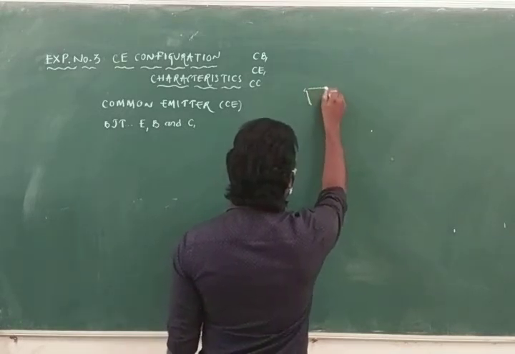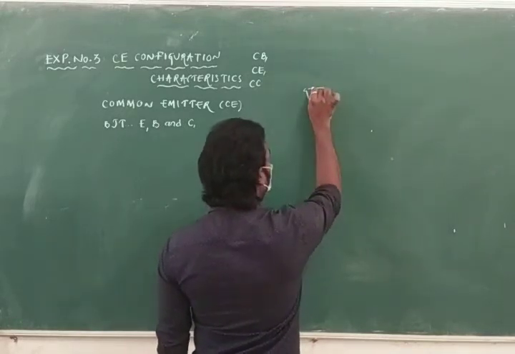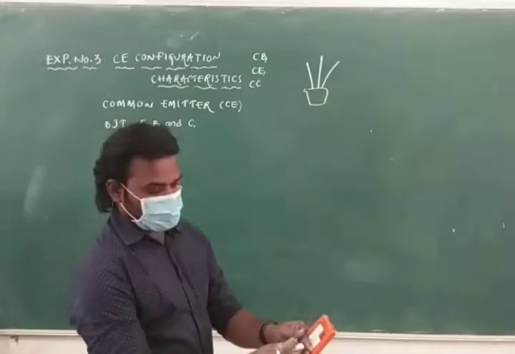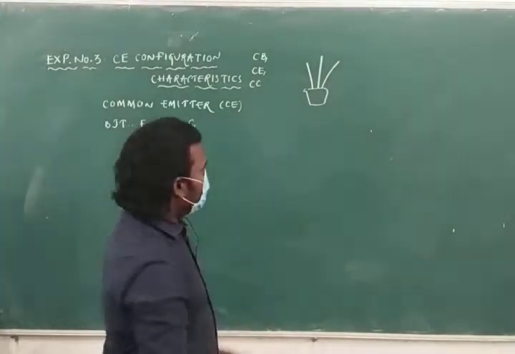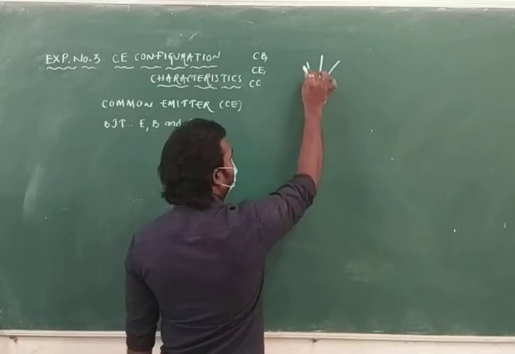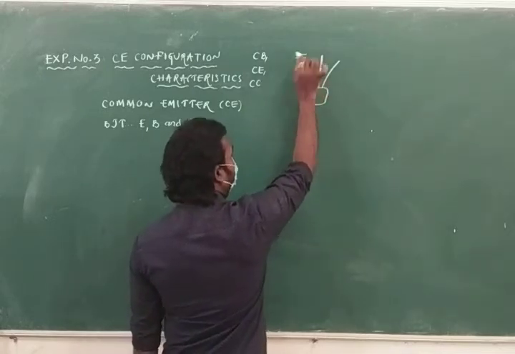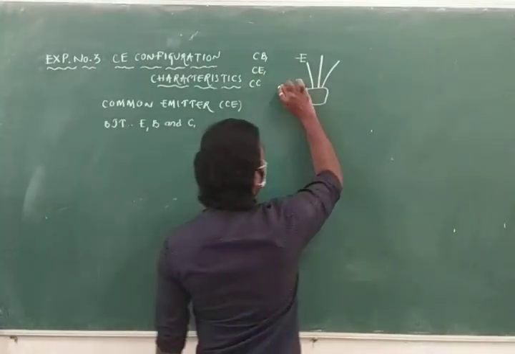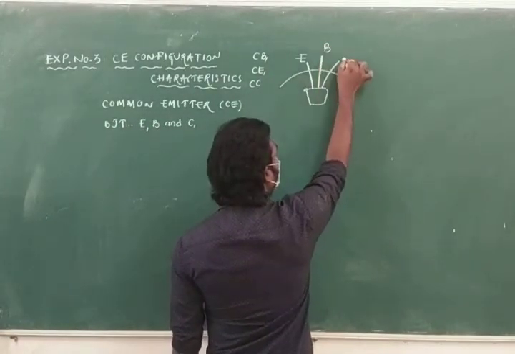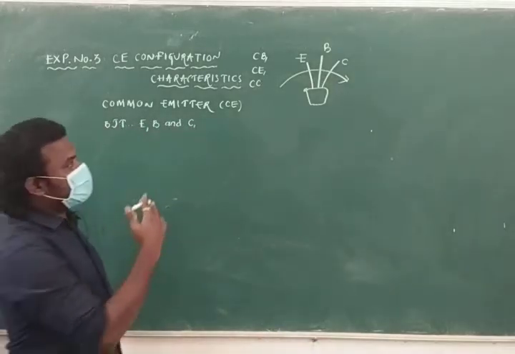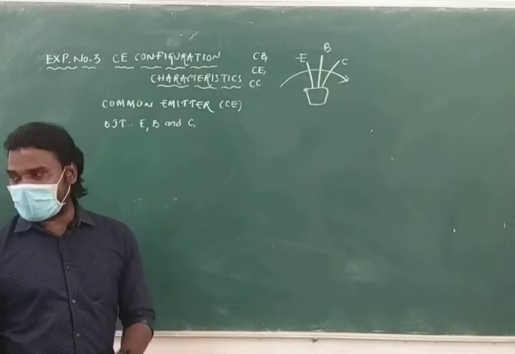Then I am drawing the transistor, as it will be available in the labs. You can see the transistor like this. It has some additional part, this cap has some additional part. The terminal which is very near to that additional part is called emitter, the immediate next one is base, and the next one is collector. Is this clear? How to identify the terminals of a BJT in the laboratory?